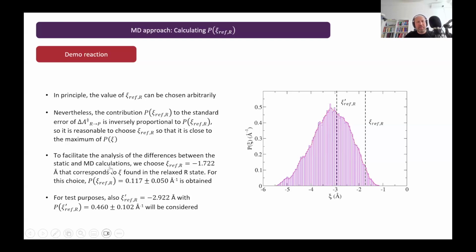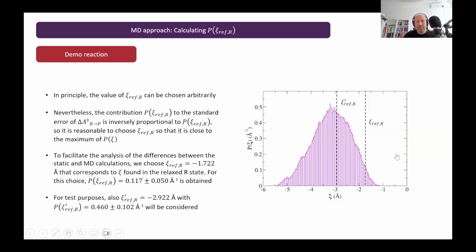On the other hand, to facilitate analysis of differences between static and molecular dynamics results, it might also be reasonable to make the alternative choice, to select simply the reference value that corresponds to the value found in the static approach. Okay, so in most of the results I'm going to show you, I made this choice. So this corresponds to the static result, but in the end I will show you also the results obtained using the alternative choice. Okay, so having decided about the reference state, we just read off the value of probability density at that point. This is for one reference point, this is for its alternative.